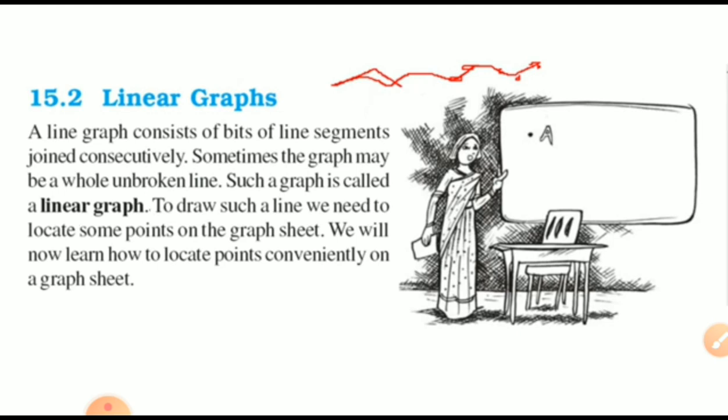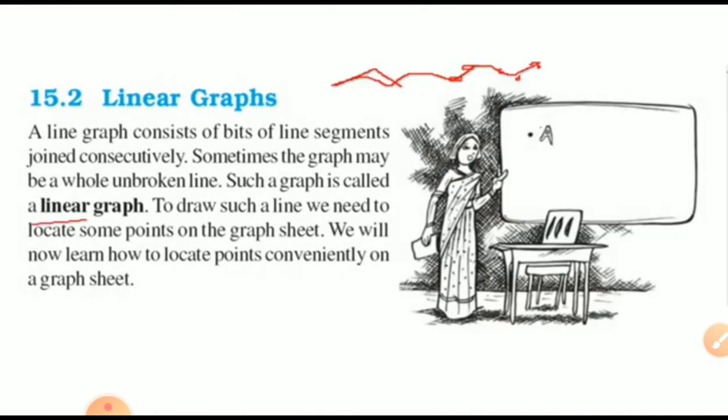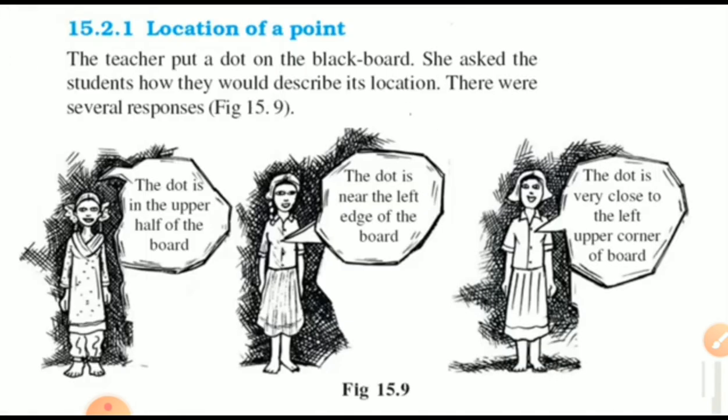Graph sheet you know very well. So once again I can tell you, graph paper is mostly green in color. Sometimes blue color is also available. Small lines are drawn, and in between, some lines are dark. See, location of a point. The teacher put a dot on the blackboard. She asked, what is this, A? Students, how would they describe its location?